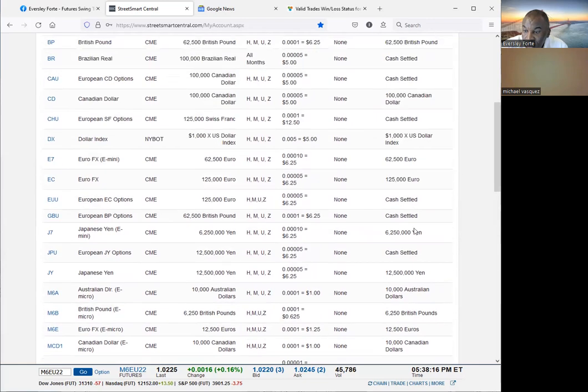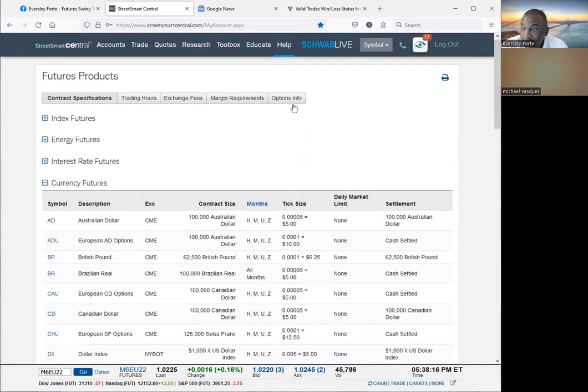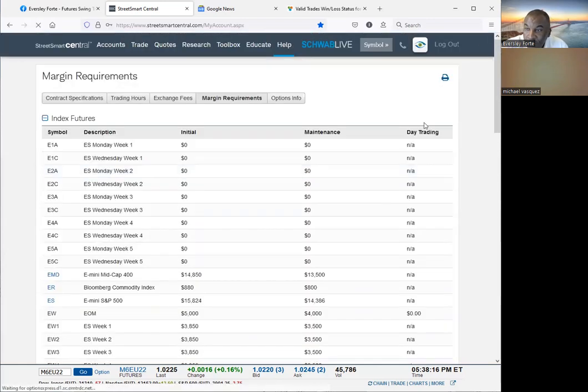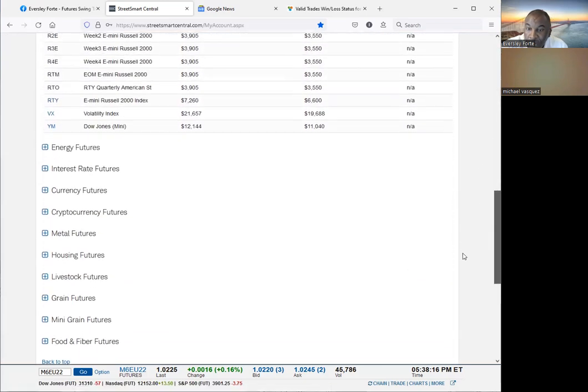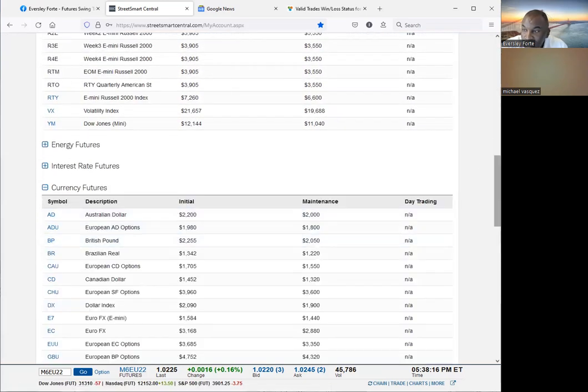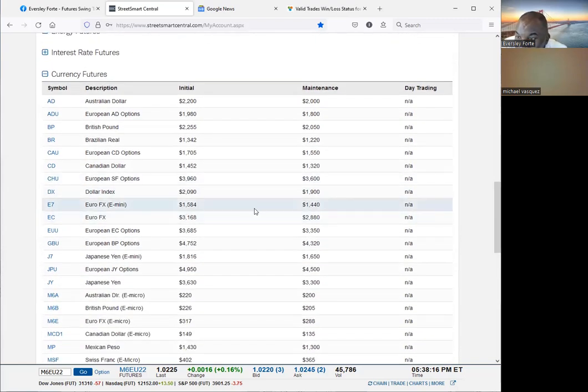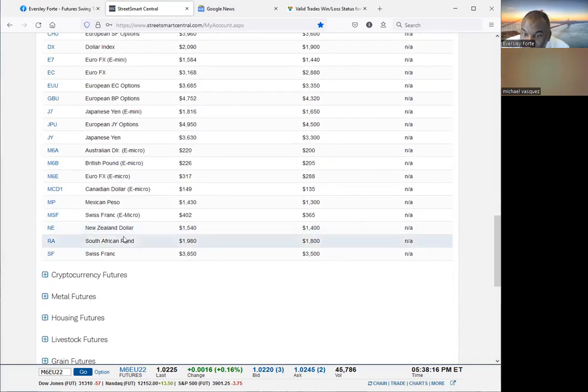And every time we use 1 contract of the micro euro, it ties up margin. If I'm looking at how much margin gets occupied on currency futures, if I got 1 full-size euro contract, it would tie up $1,500 something in margin for 1 contract. If we do a micro euro contract, it's going to tie up $317 in margin.